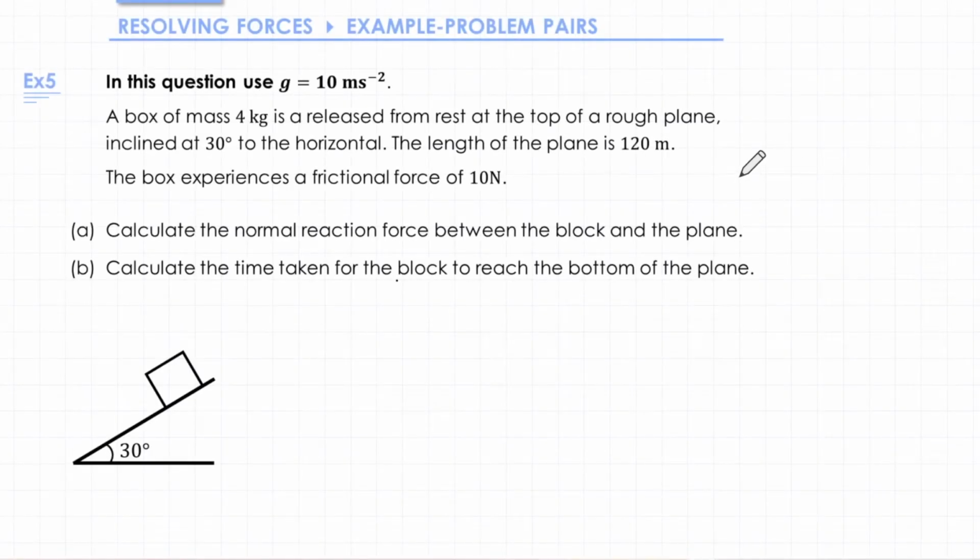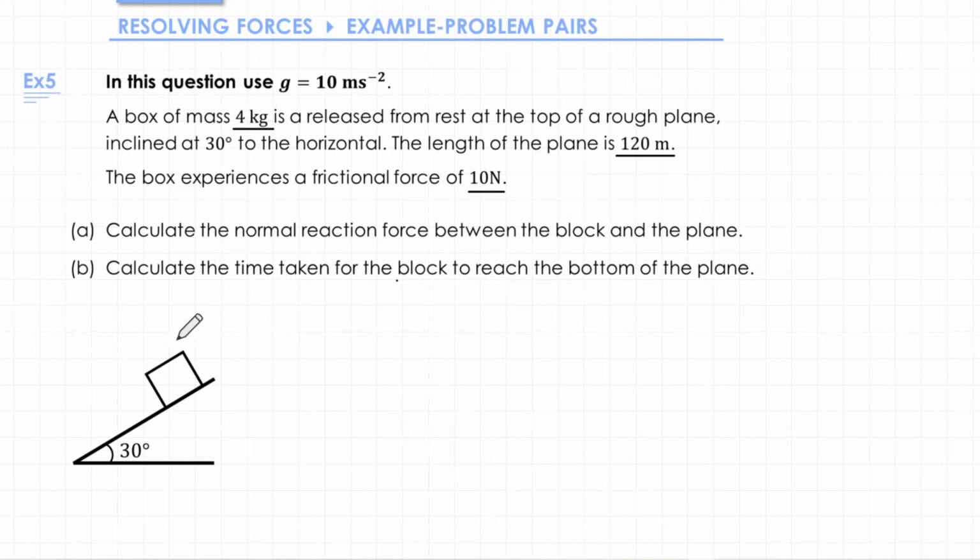Example 5. In this question, we're going to use g equals 10 meters per second squared. We have a box of mass 4 kilograms released from rest at the top of a rough plane, inclined at 30 degrees to the horizontal. The length of the plane is 120 meters and the box experiences a frictional force of 10 newtons. In part A, we need to calculate the normal reaction force between the block and the plane.